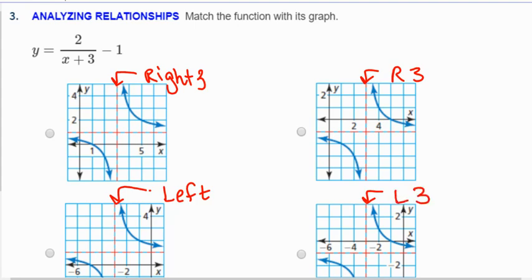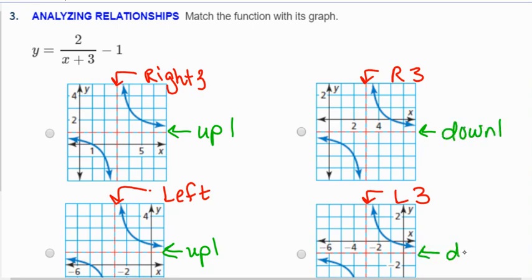Okay. And then additionally, on top of that, we have 2 graphs where the horizontal asymptote has been moved up 1 unit. This one has been moved up 1 unit. This horizontal asymptote down here has been moved down 1 unit, and this one has been moved down 1 unit. So we need to look at our function, at the numbers in our function.